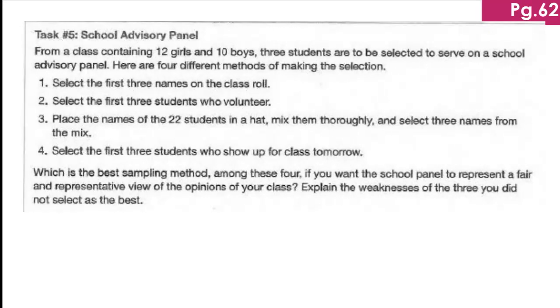From a class containing 12 girls and 10 boys, 3 students are to be selected to serve on a school advisory panel. Here are 4 different methods of making your selection. Number 1, select the first 3 names on the class roll.